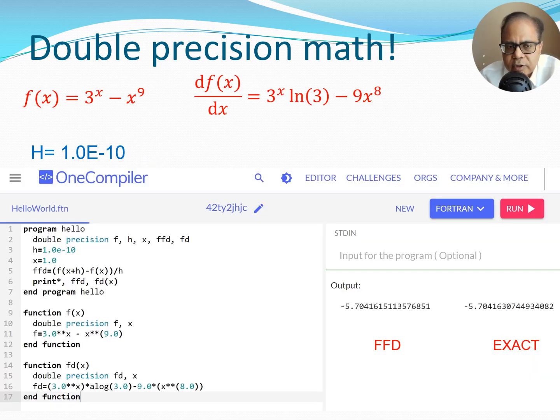So now let's put this in the code, and you see all these variables are now defined as double precision. And again I use h is 1 into e to the power minus 10, and this time I get solutions which are very close, and you can see that now the computer is using up to 16 decimal places here because I have asked it to use double precision math. Now these kind of numbers are very accurate.